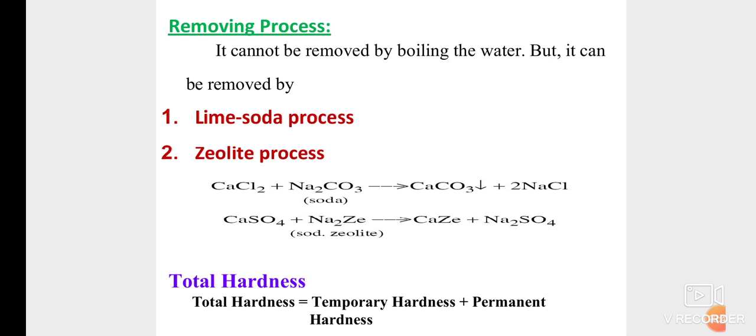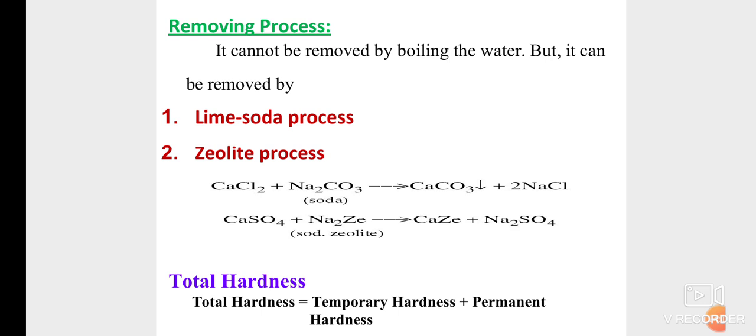Okay. Then what is the meaning of total hardness? Total hardness means adding the temporary hardness and permanent hardness; it is called the total hardness. So the total hardness contains 8 salts. Suppose the water contains calcium carbonate, calcium bicarbonate, magnesium carbonate, magnesium bicarbonate.